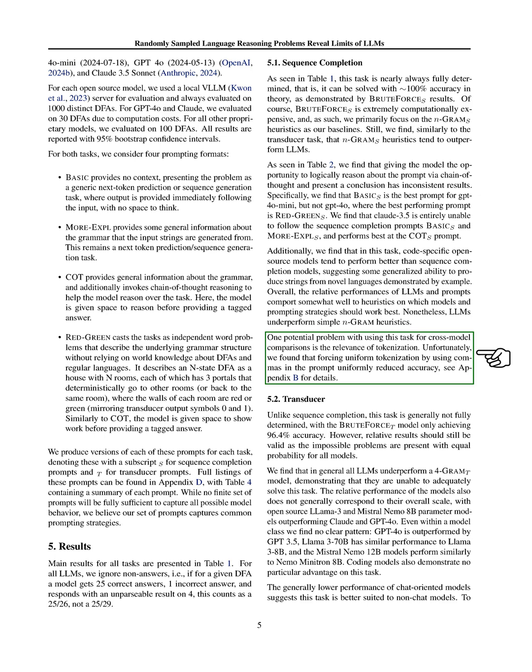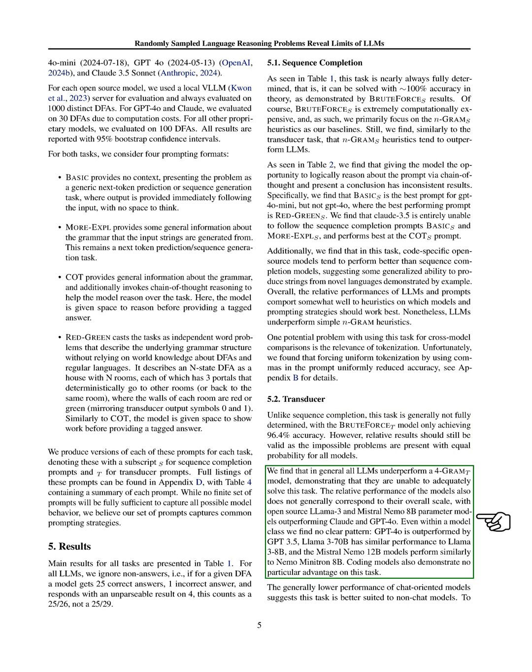Section: Transducer. In this section, we examine the transducer task, which is generally less defined than sequence completion. We note that the brute force model achieves only 96.4% accuracy, but we believe that the relative results remain valid since all models face the same impossible problems. Our findings indicate that all large language models, LLMs, perform worse than a 4-gram model, suggesting they struggle with this task. Interestingly, the performance of the models does not align with their size.